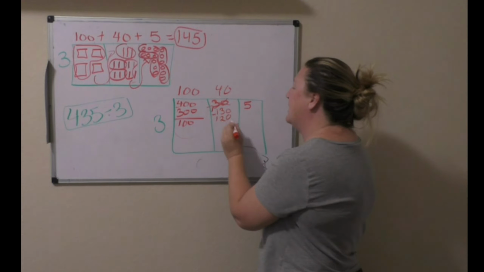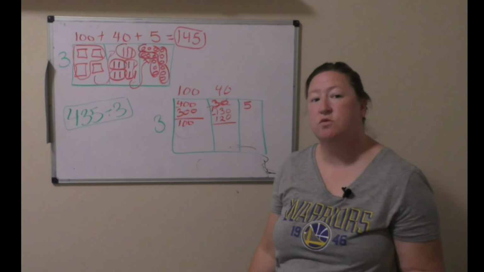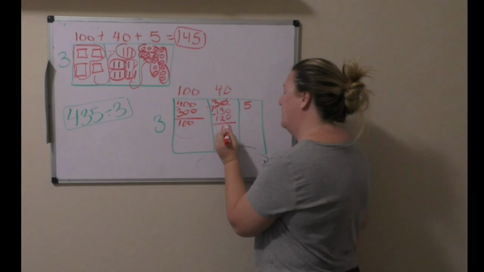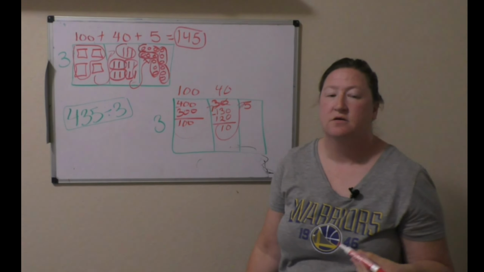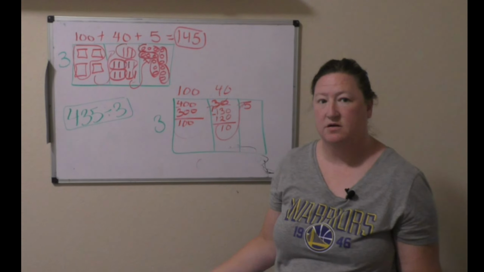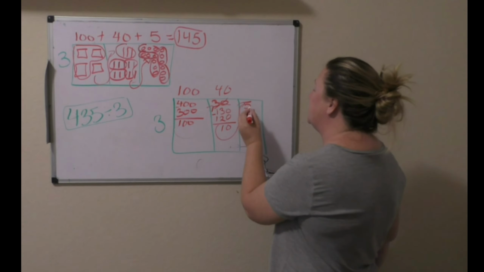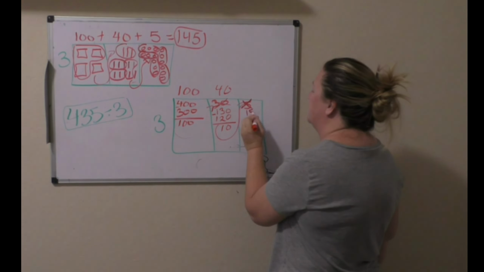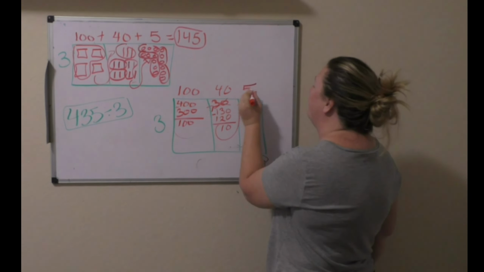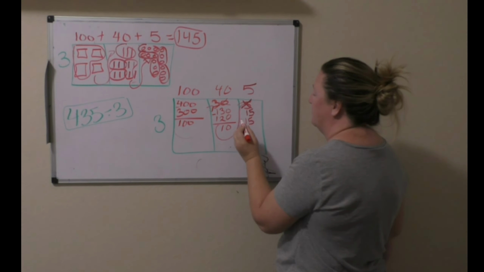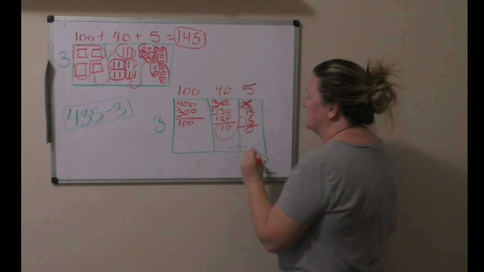So again, I subtract. 130 minus 120 is 10. And I'm going to move that 10 on over to add it to my 5. 10 plus 5 is 15, so that changes to a 15. And I easily know that 3 times 5 gives me 15. I subtract and I get a 0.